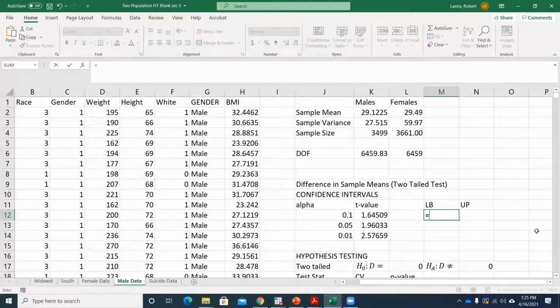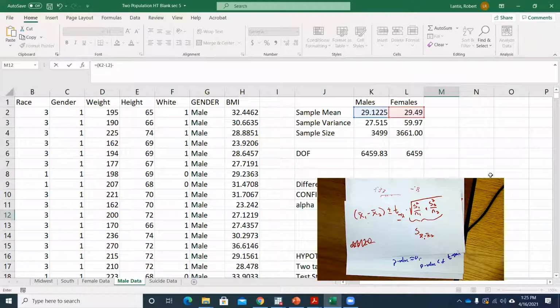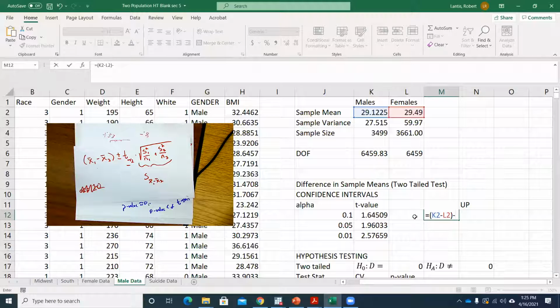So the next step is I need to use Excel to be my calculator. I'm going to take the male mean minus the female mean. That's what I'm basing my confidence interval around. I'm then going to subtract that t-value multiplied by the square root of each group's sample variance divided by their sample size, and add that in for both groups.